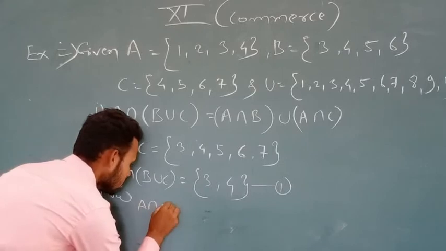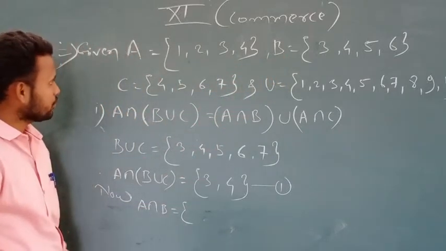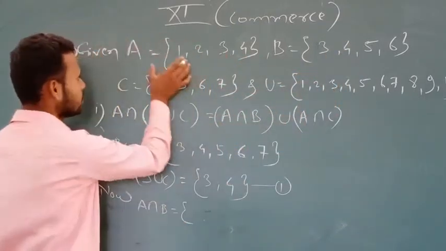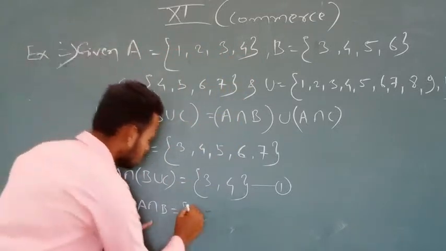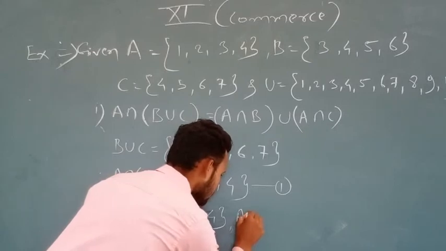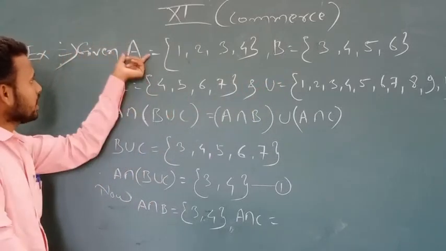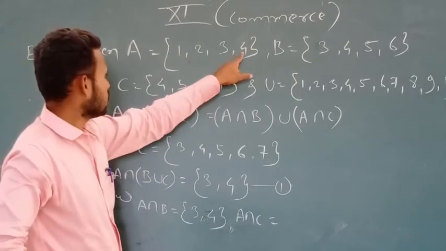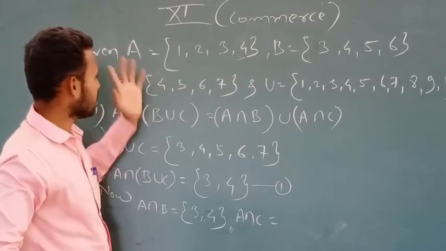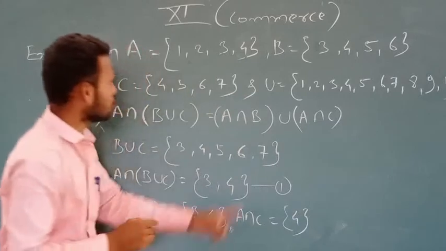A intersection with B which is equal to, common elements between A and B, common elements which one, 3 and 4. These two are only common elements between the set A and B. Therefore A intersection B elements कोणते येतील, 3 and 4. And then next A intersection with C, common elements between A and C, which mentioned over there 4 and 4, only 4 common element exist in A and C. A and C या दोघांमध्ये फक्त हा 4 च कॉमन आहे, remaining elements are different. Therefore in intersection of A and C elements involve over there only 4.